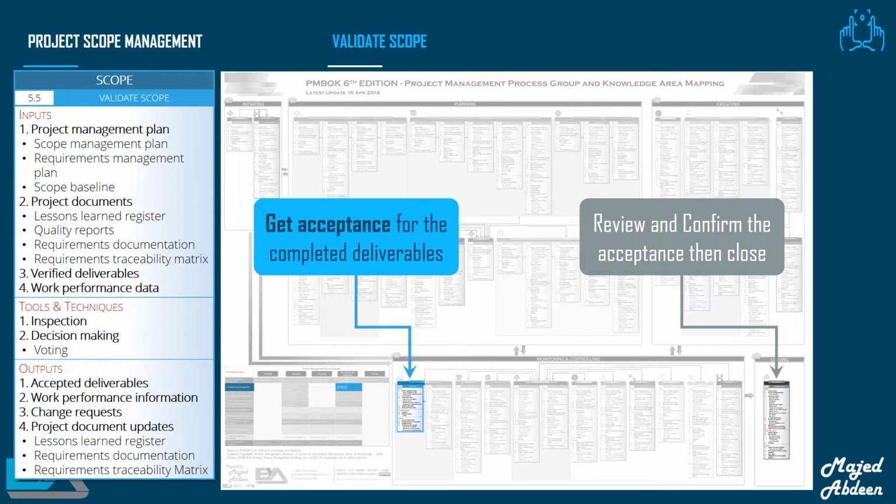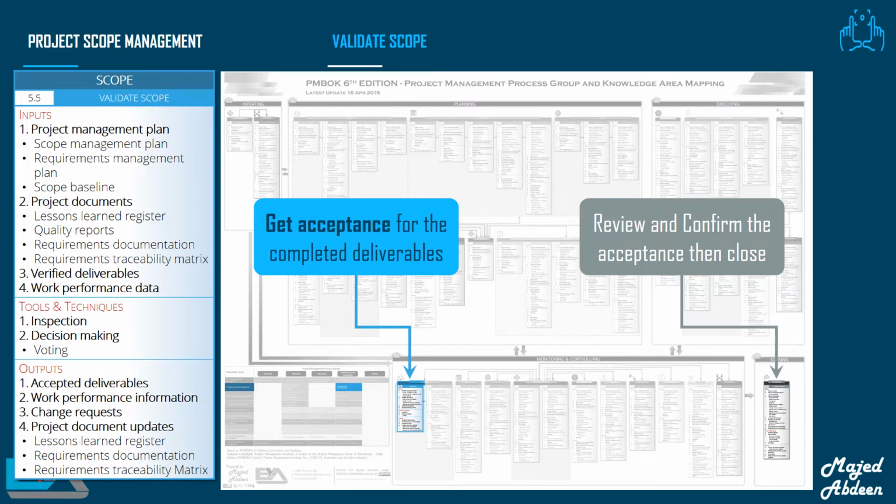Remember that the close project or phase process involves getting the final formal acceptance of the project or phase as a whole from the customer, while the validate scope process involves getting formal acceptance from the customer for the deliverables. If you understand this process, you will be able to get 3 to 5 questions right in the real exam.